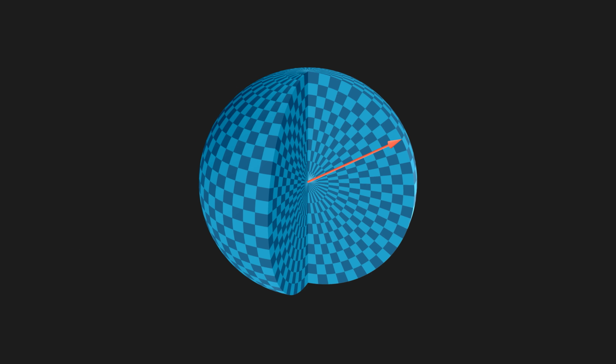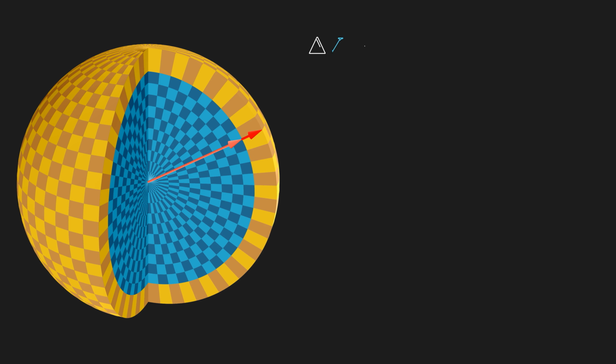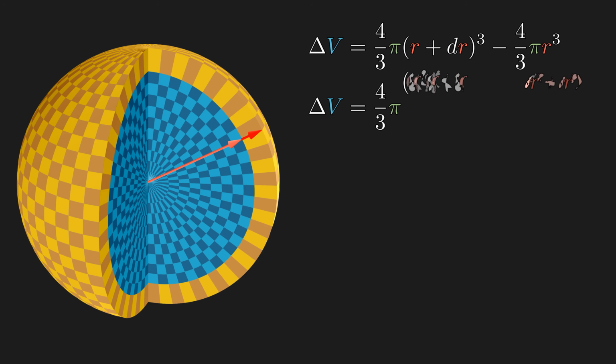Let's start off with a sphere of some radius. If we increase the radius by a small amount, how much would the volume change? The change in volume can be expressed as the difference between the volumes of the outer sphere and the inner sphere, where the outer radius is the original radius r plus dr. Now, we can expand this expression and cancel some terms out.